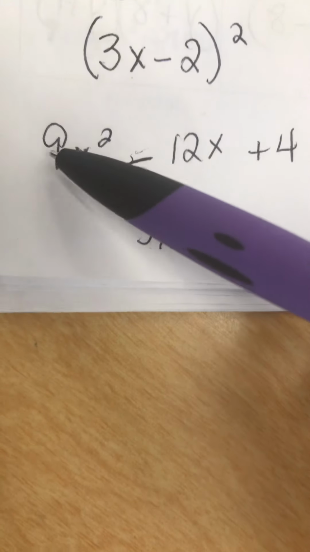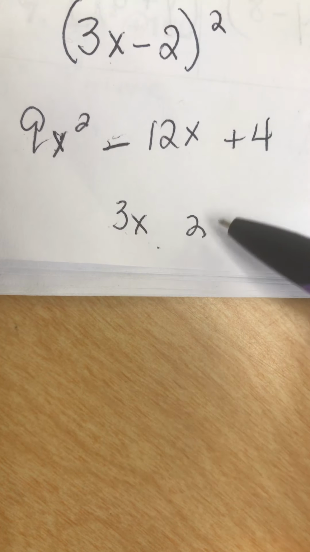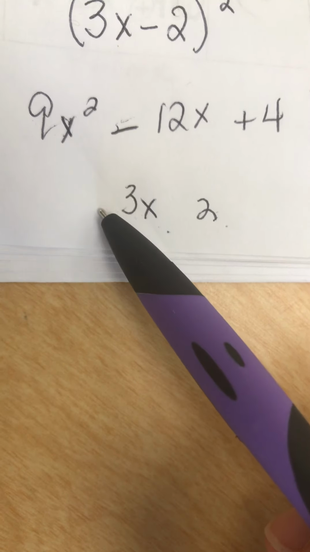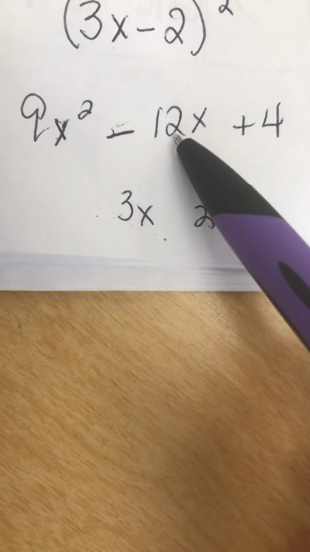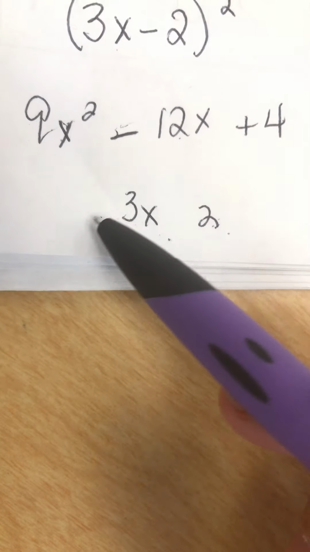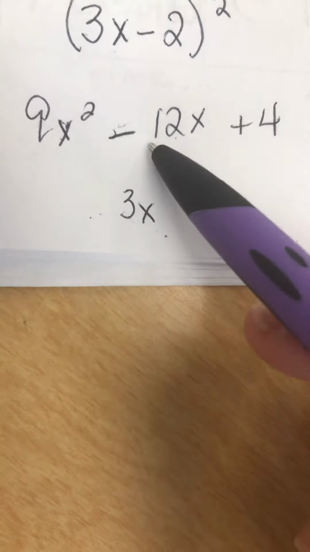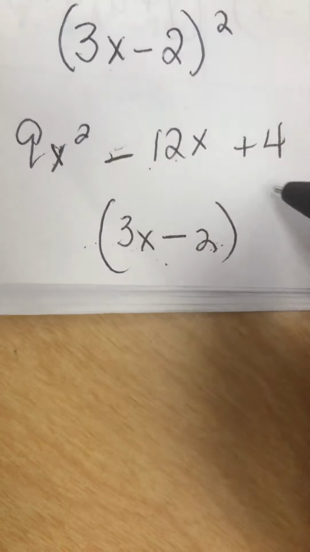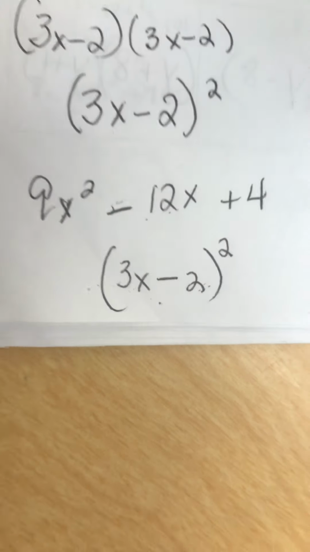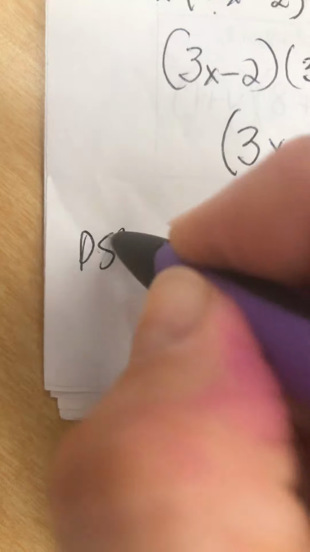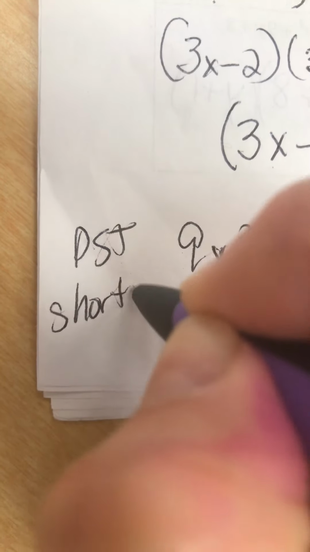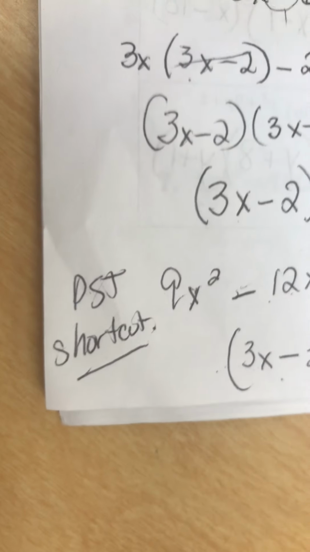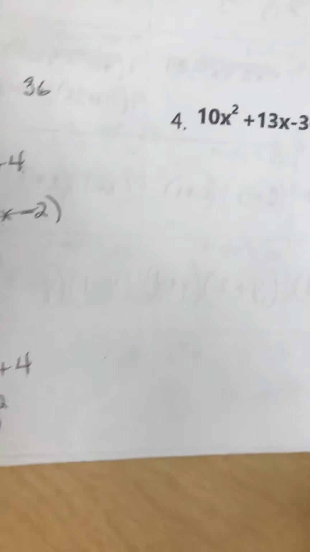The shortcut is take the square root of the first, take the square root of the second, and then multiply this product by 2. So what is 2 times 3x times 2? Well, it's 12x. So if 2 times this product gives you the middle term, then take the sign of the middle term and square your binomial. That is the PST shortcut. Okay? And if you need, I can do a little quick video on that. Just let me know. Okay?